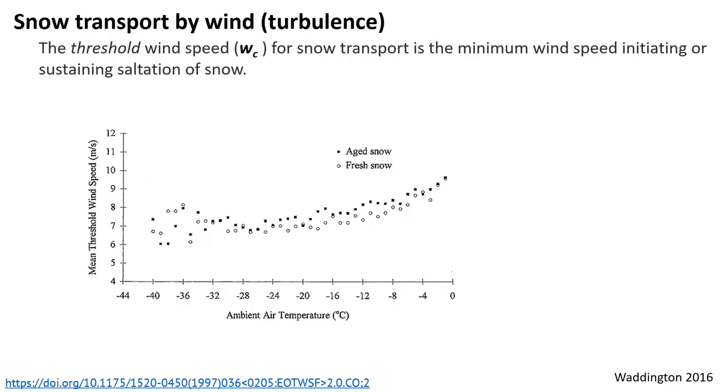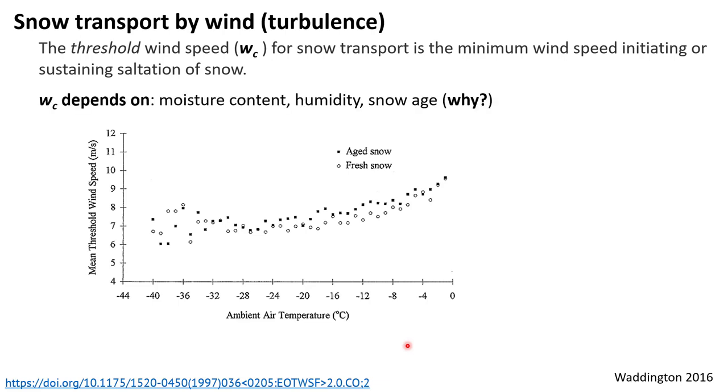In order for snow grains to move, the wind speed has to surpass a minimum threshold. And so we have a plot here that's showing you the threshold wind speed as a function of, in this case, the ambient air temperature. So it turns out that the threshold, that speed that's required to lift that particle into the air, is a function of lots of different parameters, including moisture, humidity in the air, the age of the snow.